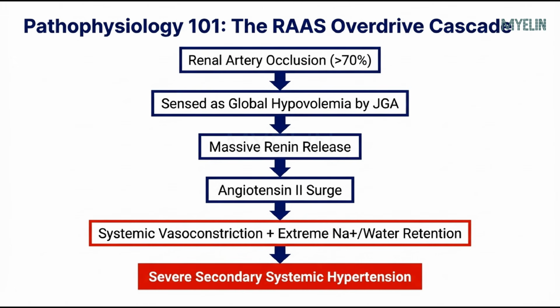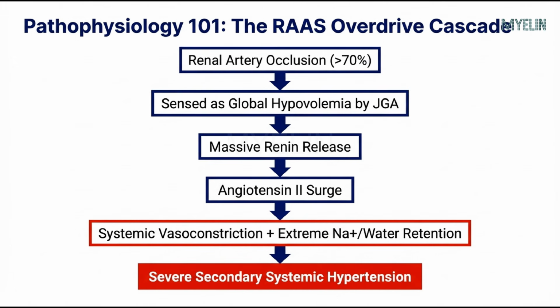This renin catalyzes a surge in angiotensin 2 levels. Angiotensin 2 is a remarkably potent molecule that acts bilaterally to save the perceived failing circulation. It triggers profound systemic peripheral vasoconstriction and aggressively signals the kidneys to maximize sodium and water retention. The ultimate result of this massive vasoconstriction, combined with extreme fluid retention, is severe secondary systemic hypertension.